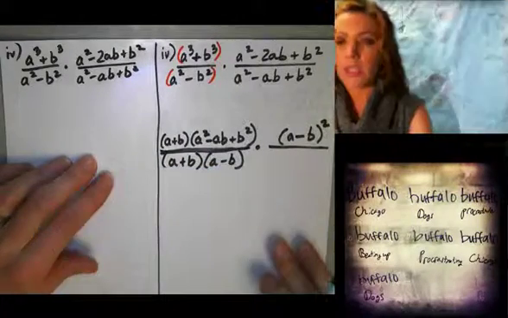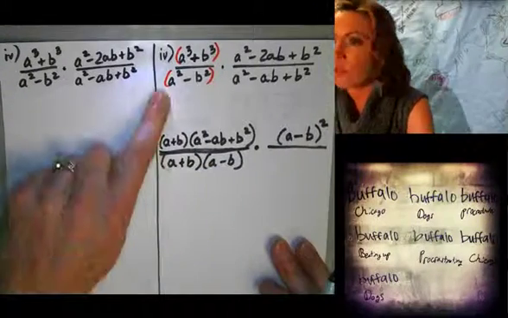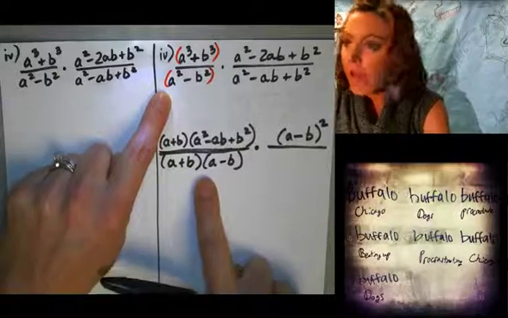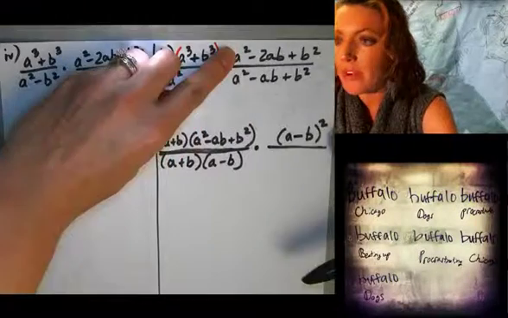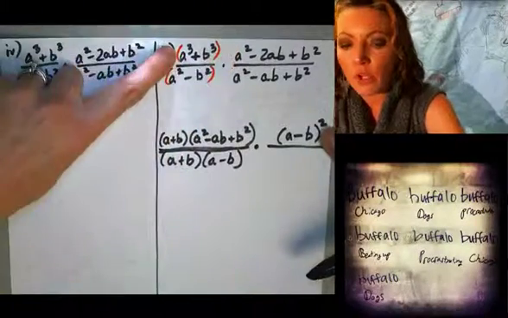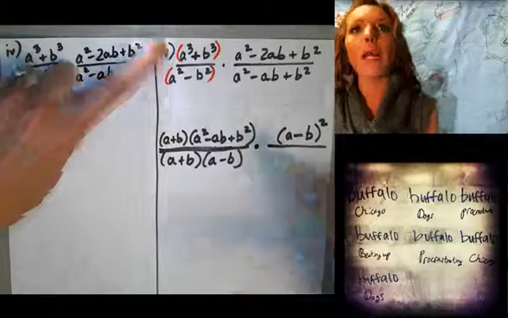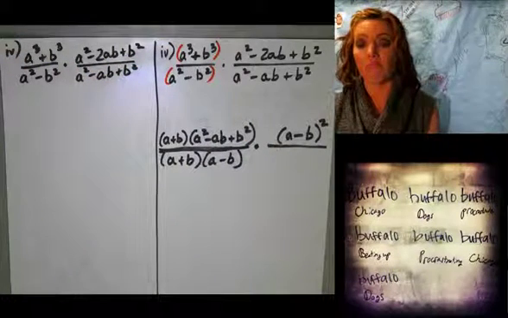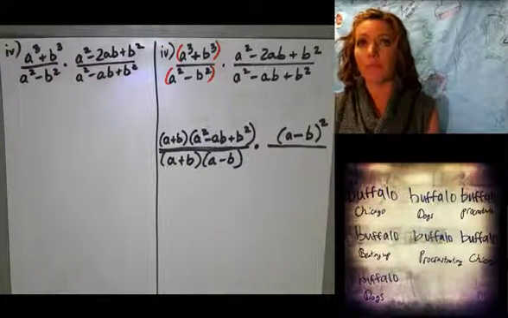So we have difference of two squares here, factors like that. And we have perfect square trinomial up here, factors like this. And we have a sum of two cubes here, which factors like that. What about a squared minus ab plus b squared? Lydia?